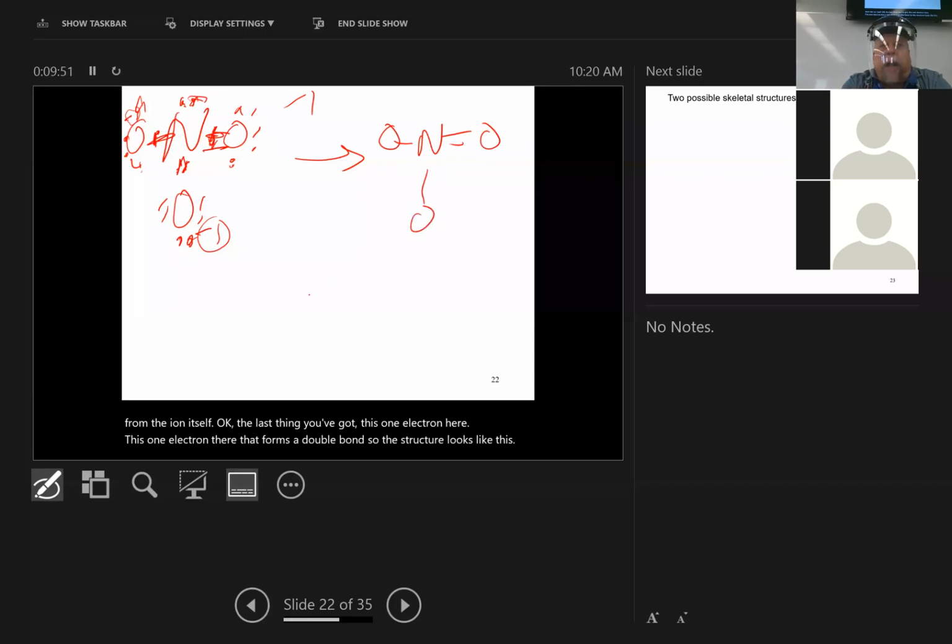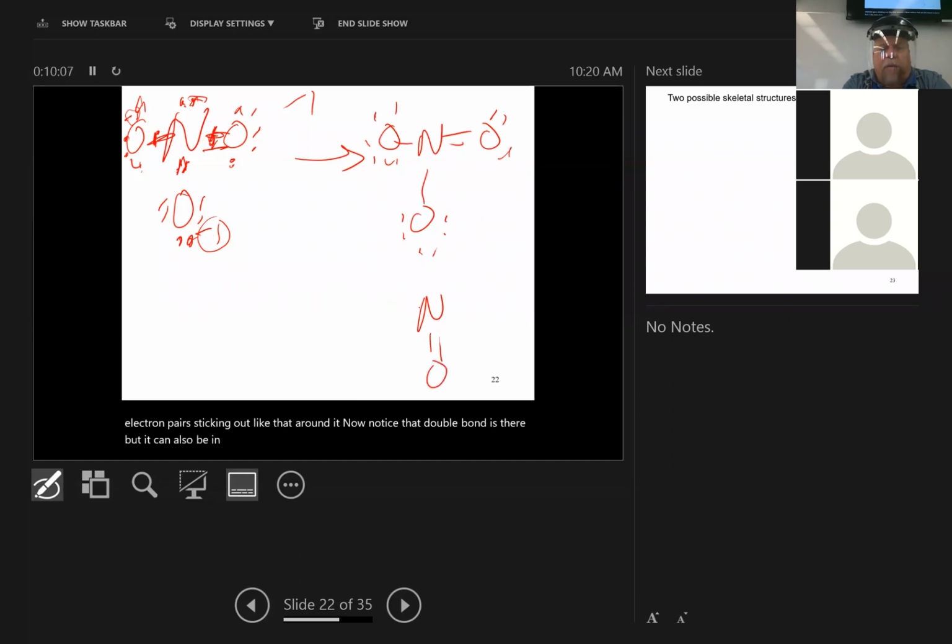And then they spread out in a trigonal planar form. So essentially, you have these electron pairs sticking out like that around it. Now, notice the double bond is there, but it can also be in this way. You can also have a double bond here with the oxygens out like that. Where's the other place that the double bond can show up?